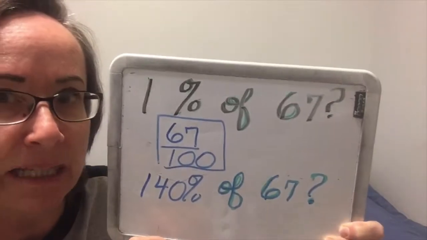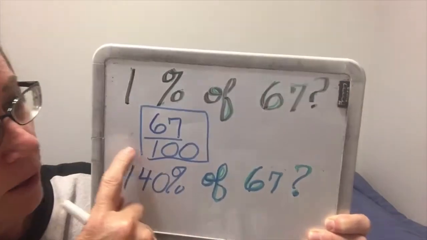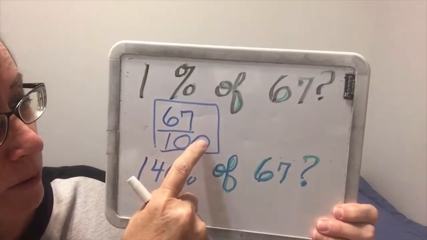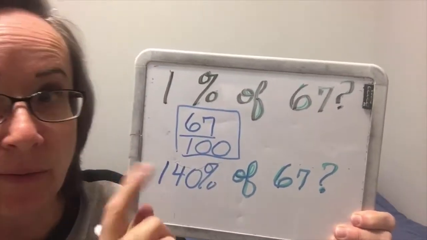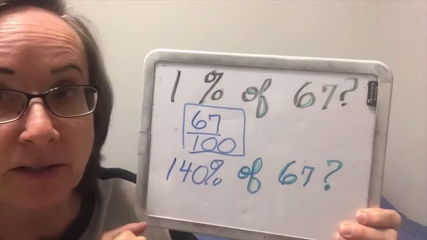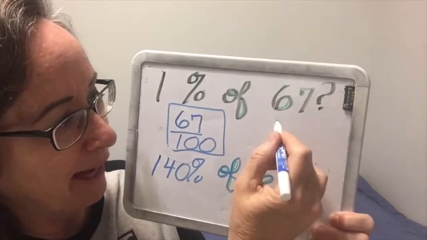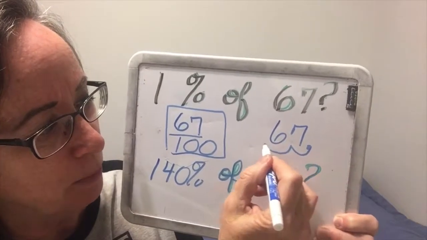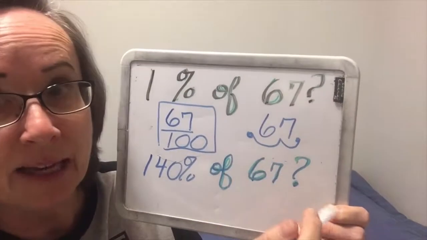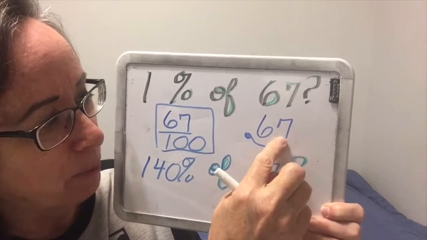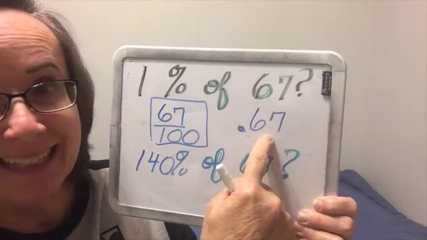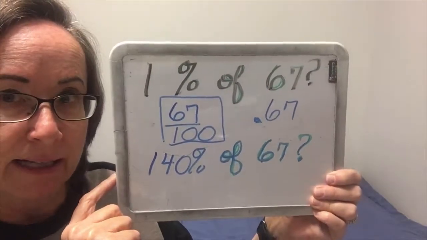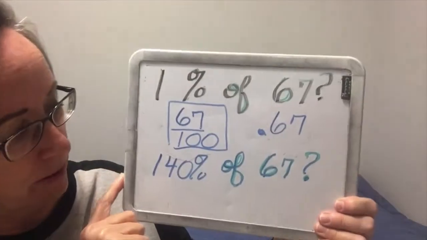What about the decimal form of 1%? Could we use both? Dividing by 100 is moving the decimal point 2 places to the left. So if I have 67 and I move this decimal point 2 places to the left, I get 0.67. And 0.67 means exactly the same amount as 67 over 100. So we'll be practicing that later too.